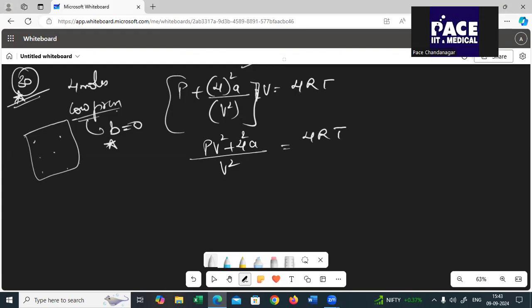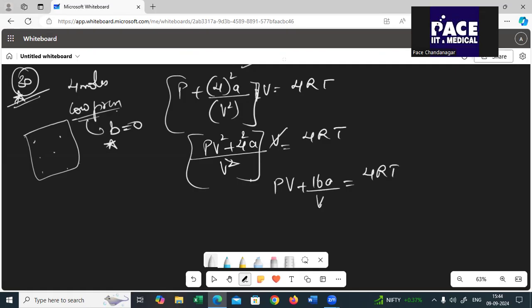All right. Or you want me to do that? I can do that. Yes. So that would be my equation here. Let's go on with this. So this is V square here. Times V also we have here. This cuts off. Now this is PV plus 16A by V is equal to 4RT.